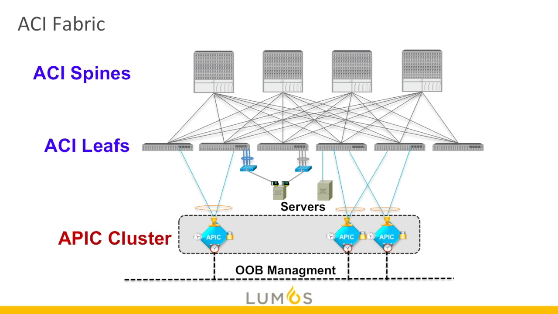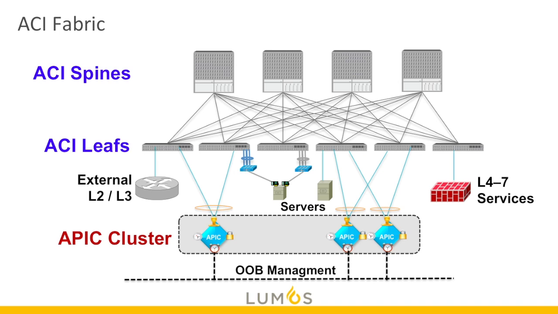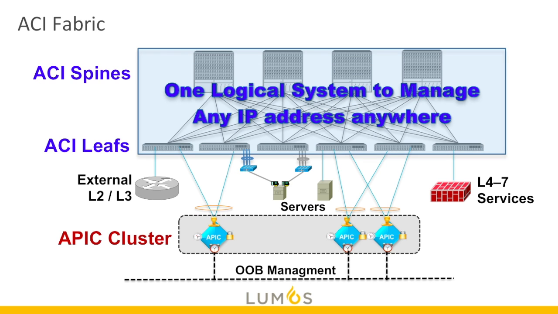Everything from the servers to the layer 4 through 7 devices, such as firewalls and load balancers, to external L2 and L3 devices, connectivity, is all connected into the leaves. Everything else, nothing plugs into the spines except the leaves. We have one logical system to manage, and any IP address can exist anywhere on the fabric.